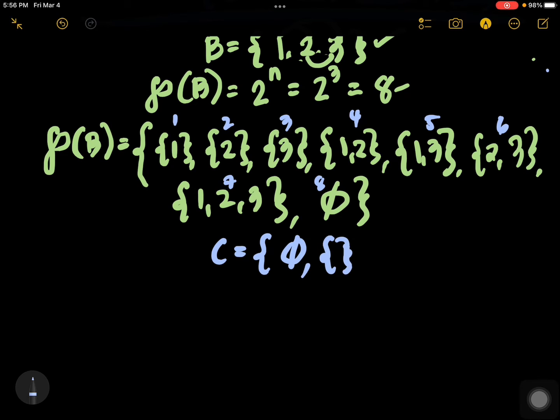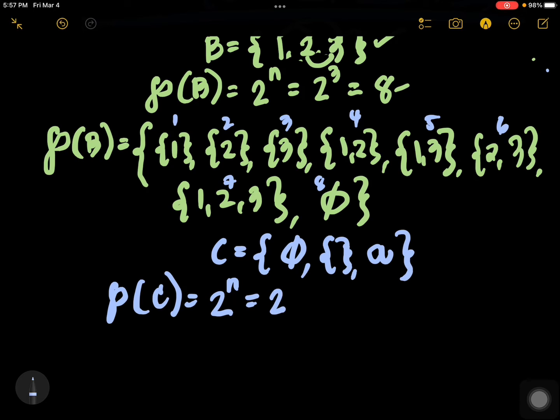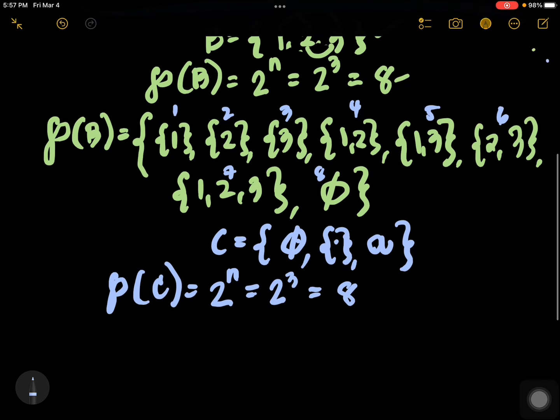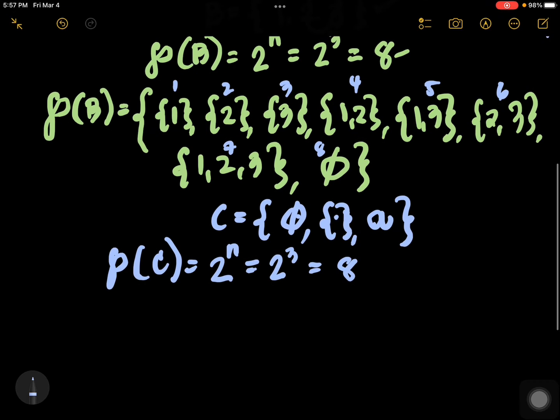We have an empty set, and A. So what do you think is our answer? First, let's try to identify how many. So 2 raised to the power of n. What is the cardinality of our set? 3. Very good. 1, 2, 3. So still, we have 8 elements or 8 subsets.